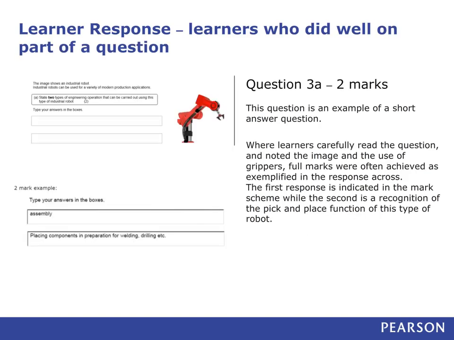Question 3A. This question is an example of a short answer question. Where learners carefully read the question and noted the image and the use of grippers, full marks were often achieved, as exemplified in the response below. The first response is indicated in the mark scheme, while the second is a recognition of the pick and place function of this type of robot.